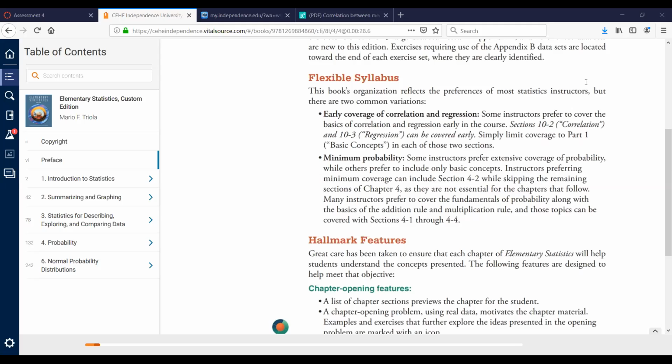Okay, so what we use when we're doing these correlations and we want to know the correlation coefficient in Excel, we will use CORREL, C-O-R-R-E-L, for the correlation coefficient.